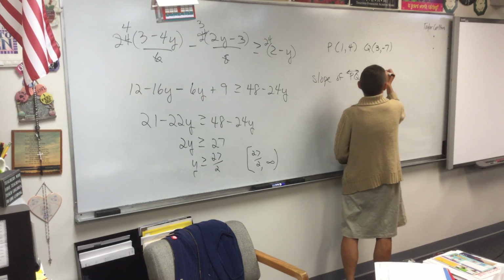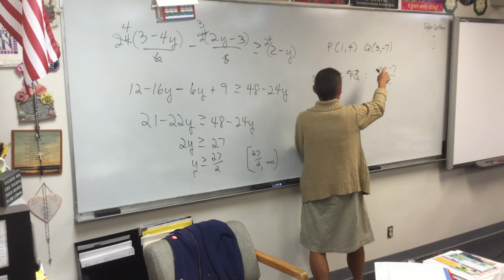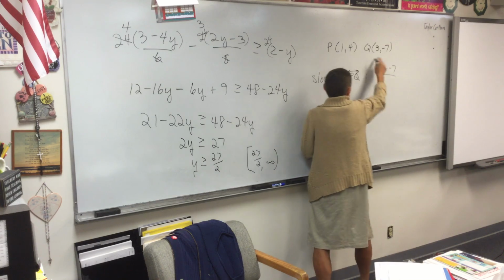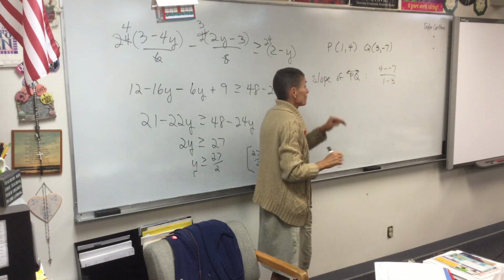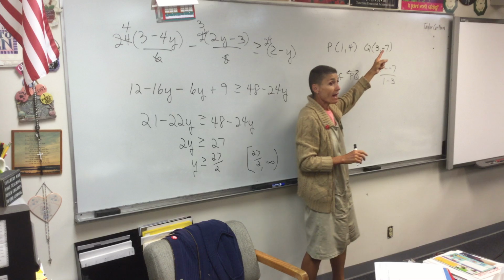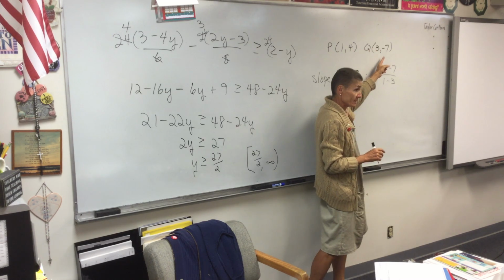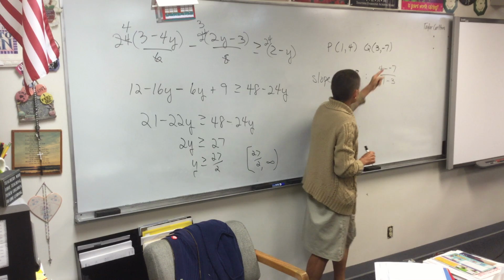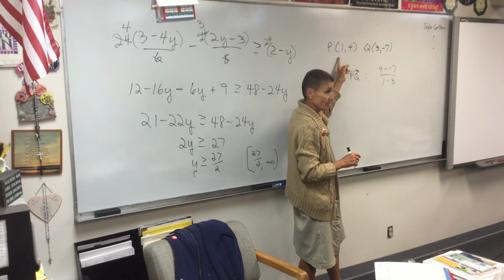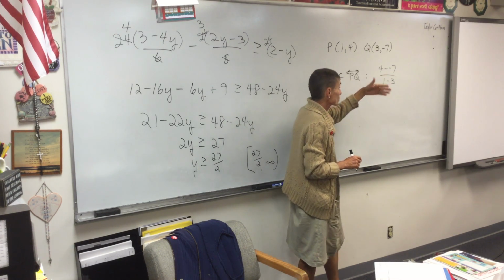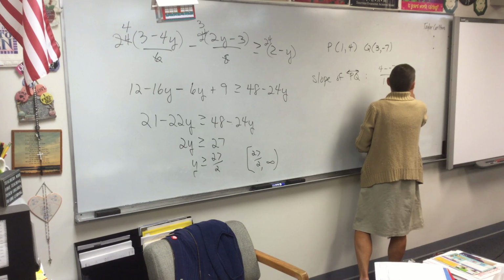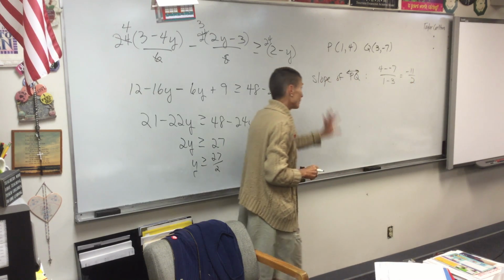I subtract my y's. y2 minus y1. I don't know what order I've got them in here, but I'm going to subtract my y's and subtract my x's. Now, I did 4 minus negative 7, so I have to do 1 minus 3. I could have done negative 3 minus 4, but then I would have to do 3 minus 1. The order doesn't matter as long as you're consistent. So my slope is what, negative 11 halves? All right, we kind of already talked about that.